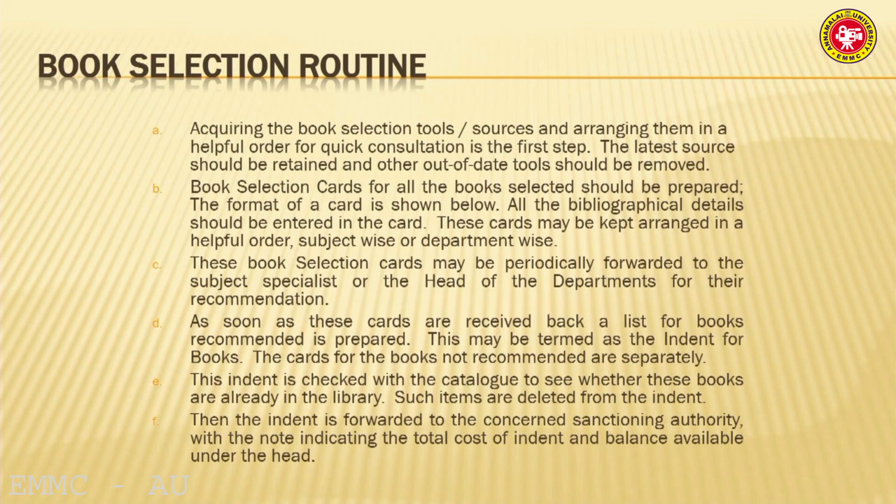What are the book selection tools? They are the details of what books are available in the market, which we have to collect first. That is called book selection tools. These include bibliographies, library publisher catalogs. From the book selection tools or sources, we arrange them in up-to-date order, that is in sequence. Recent collections we have to file, and outdated ones should be removed.